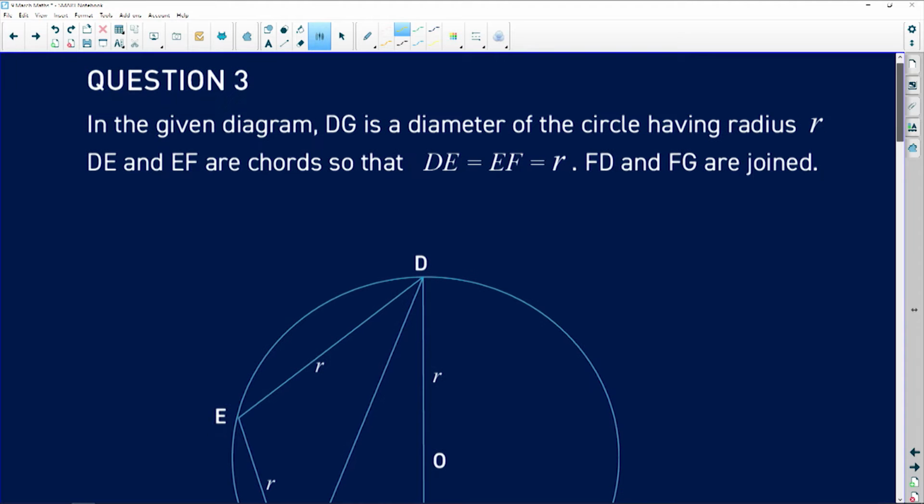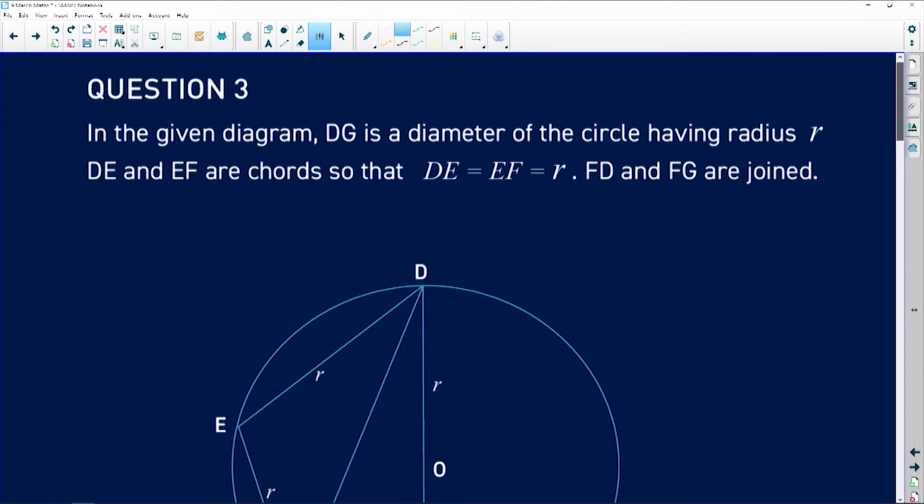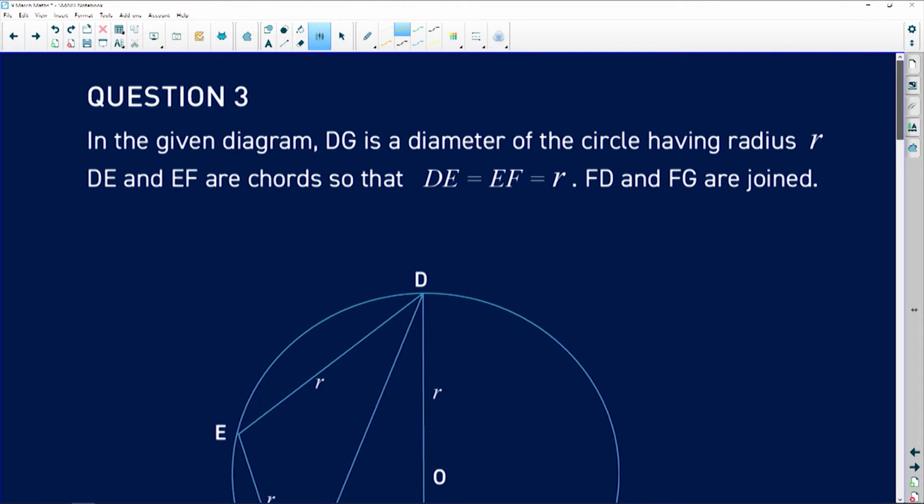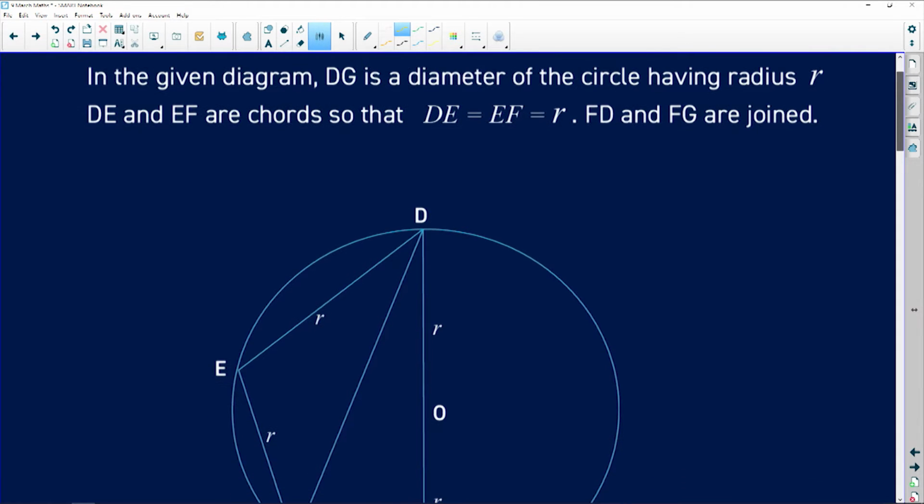In the given diagram, DG is a diameter of the circle having radius r. DE and EF are chords so that DE is equal to EF and it is also equal to r. FD and FG are joined. So the idea here is two things that I want to mention on this question that are key for you to understand what you need to do.